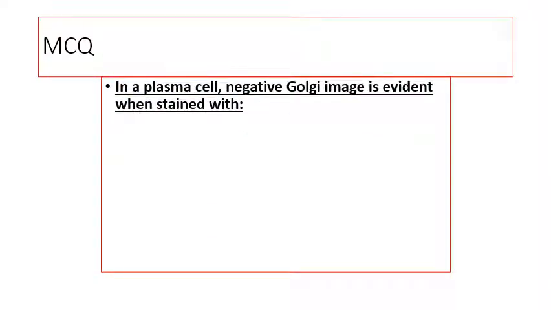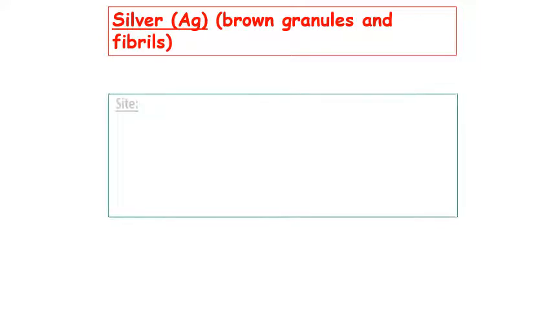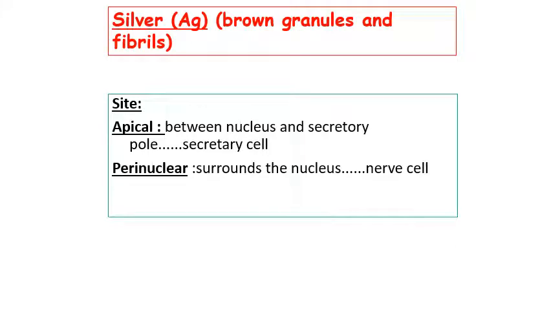In a plasma cell, which is a protein producing cell forming immunoglobulins, the negative Golgi image is evident. We can see the negative Golgi image when stained with hematoxylin and eosin. If you want to stain the Golgi apparatus, stain it with silver. It appears as brown granules or fibrils. Where can I find the Golgi apparatus? It is present at the apical region between the nucleus and the secretory pore in secretory cells, and present around the nucleus, perinuclear, in the nerve cell.